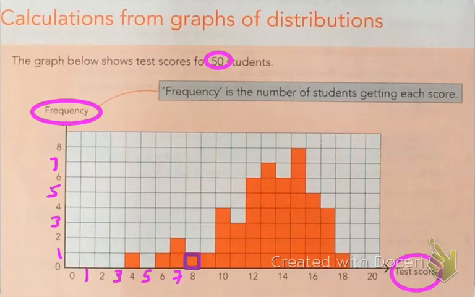Now, if we look at each individual square, each represents a student and the score that the student receives. So when I'm looking at that number 8 that I've highlighted there, there is one student who has a score of 8. Similarly, if I look at a score of 10, there are 4 students that have that test score of 10.